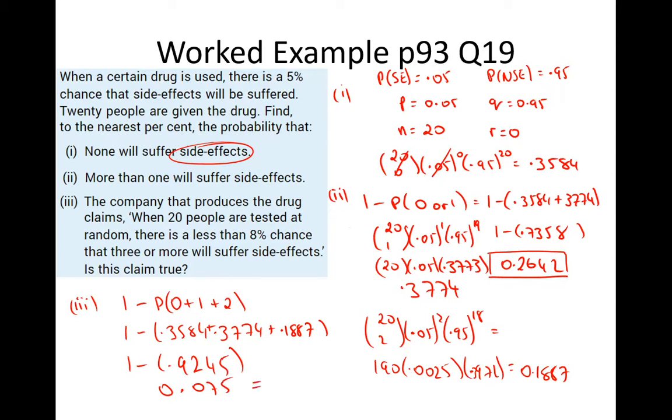Now, I hope you remember that they're asking for percentages. What's 8%? 8% is 0.08. This is less than 0.08, so therefore the claim is true. 0.075 is less than 0.08, so their claim is true.